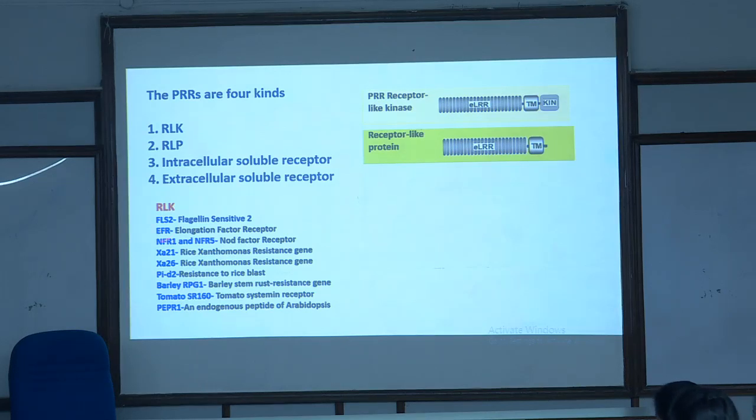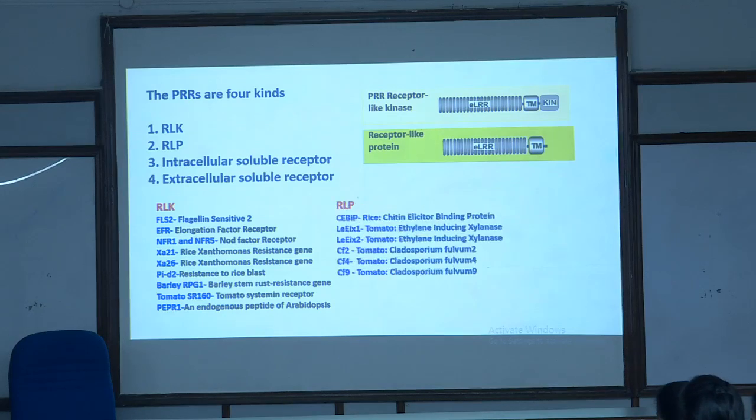So FLS2 is a classical RLK, followed by EFR, that is elongation factor receptor, NFR1 and NFR2, that is Nod factor receptors. We have XA21 and XA26, which are well known. We are using these in agriculture for mitigation of rice bacterial blight. And PID2, resistance to rice blast, barley RPG2, tomato SR160, and PEPR1. These are all well characterized. We know the function of these receptors. They are all classified as RLKs.